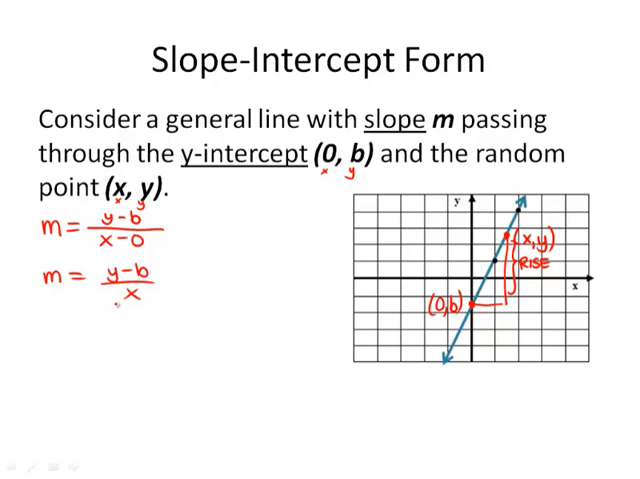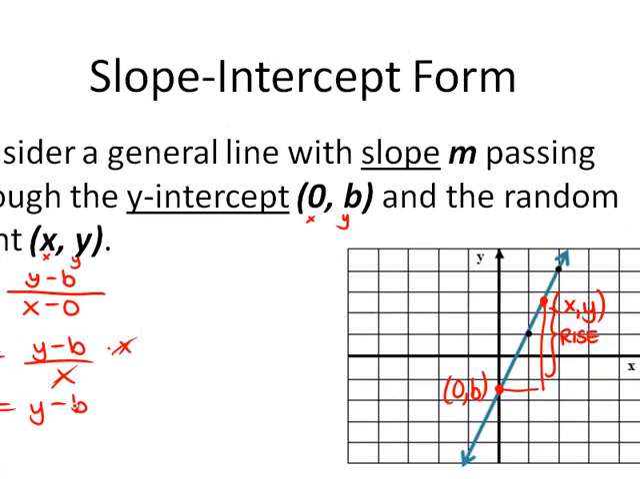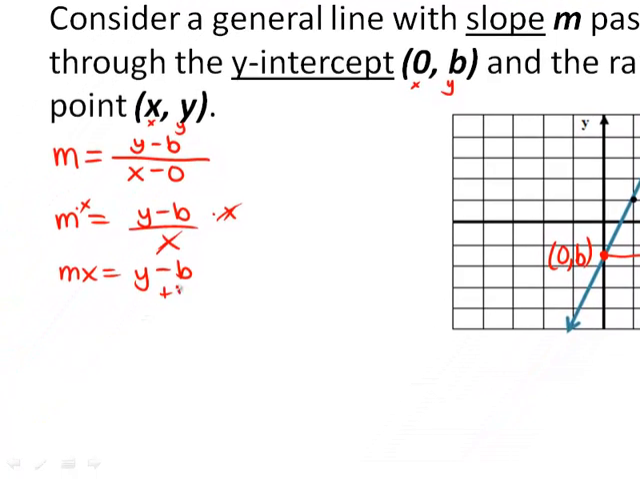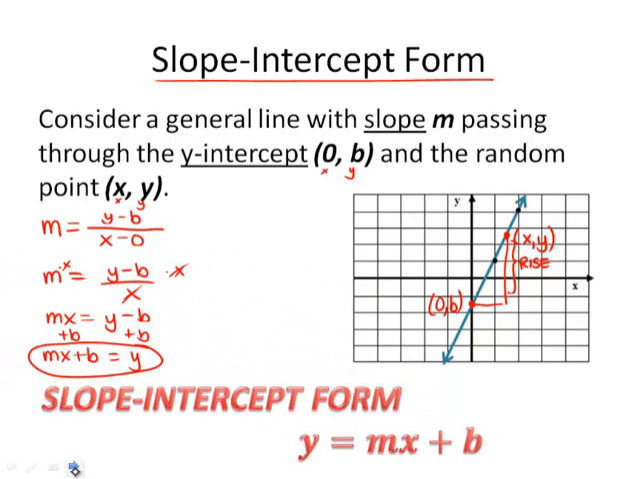If we use a little bit of algebra and multiply both sides by x, our x's will cancel out here and we'll be left with mx equals y minus b. Let's get y all by itself because slope-intercept form is defined to have y on its own on one side. So add b to both sides and you get y equals mx plus b. And that's what slope-intercept form is.